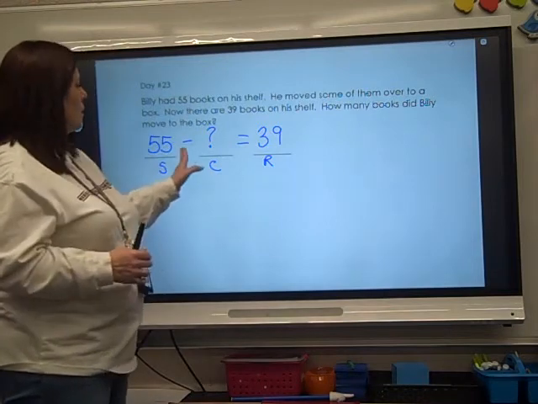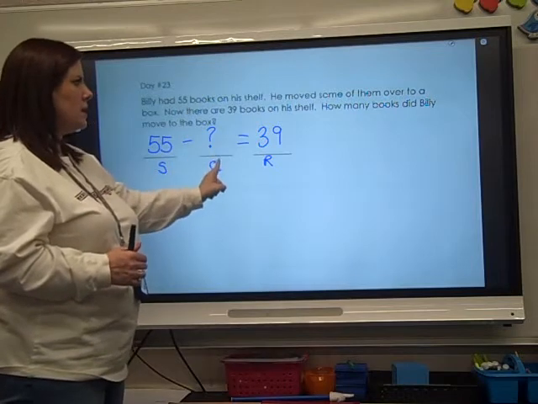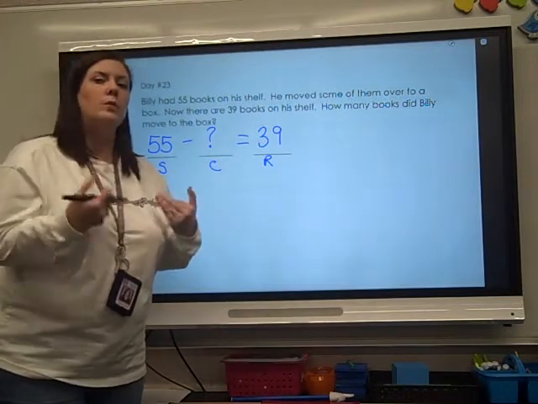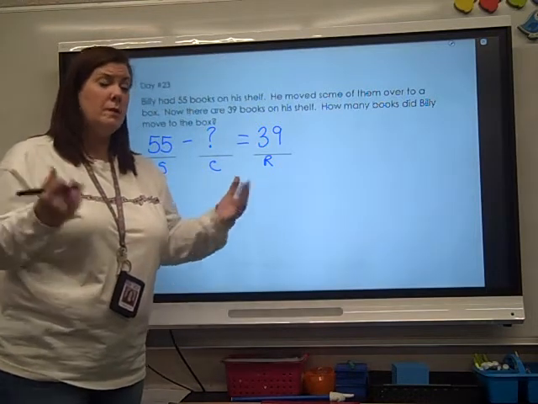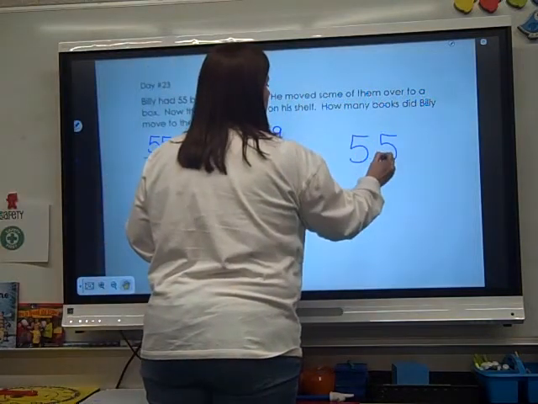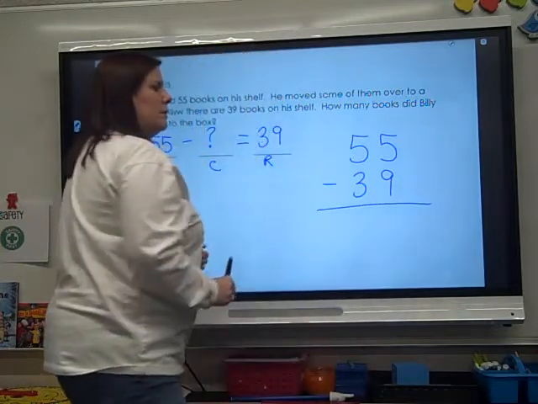So, we don't have a number here, but since it's subtraction and the change is missing, we're going to write a subtraction problem. Now, in second grade, when we write a subtraction problem, what number do we start with? A big number. All right. Go over here. 55 minus 39. Find out how many books he moved.